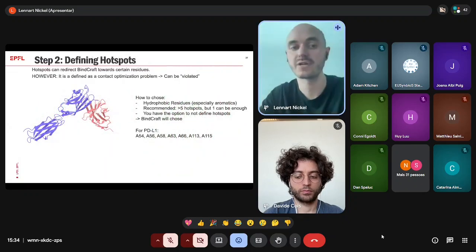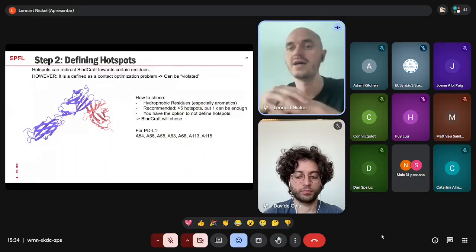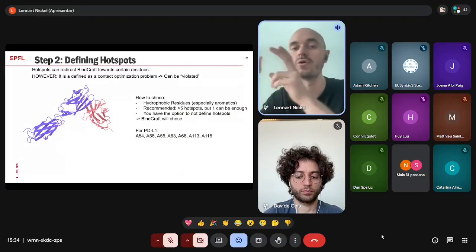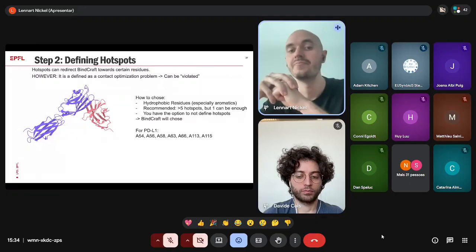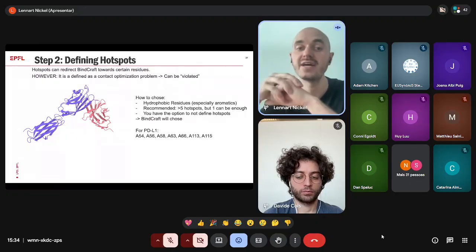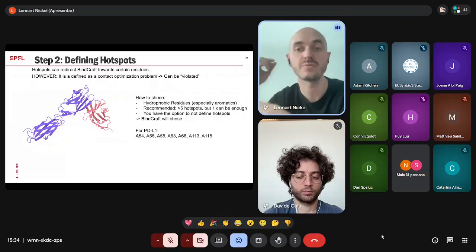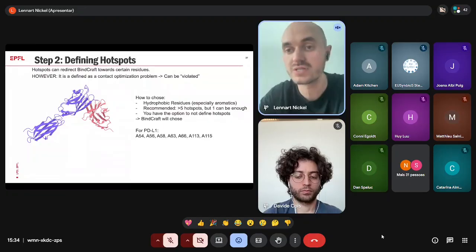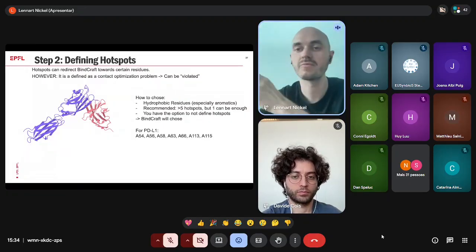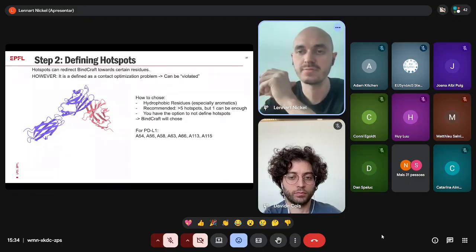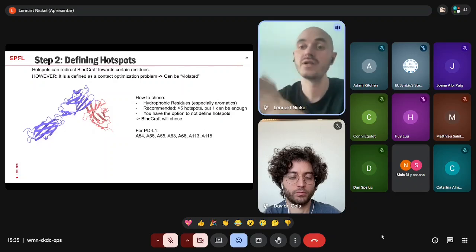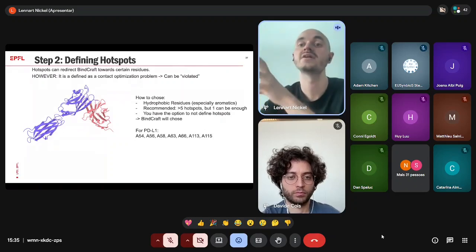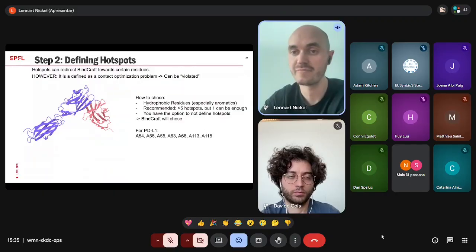Now we have our cropped structure. We could use either the two IG domains of the PDL1 or only one that we are interested in. But we also need to define on these domains the residues that we want to interact with. And there are actually two different things that you can do. First, you can let BindCraft choose. Then it will just sample all over the place and optimize for as many contacts as possible. Or you can specify hotspots, and then BindCraft will optimize for contacts with these residues that you provided.